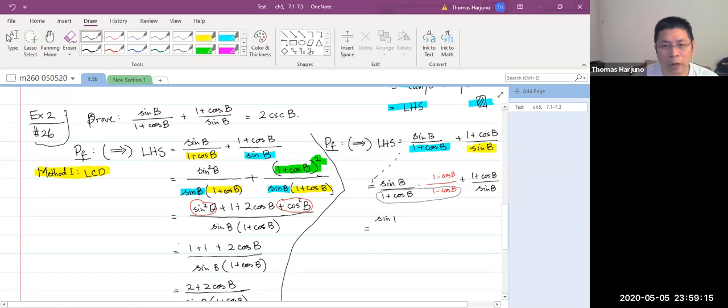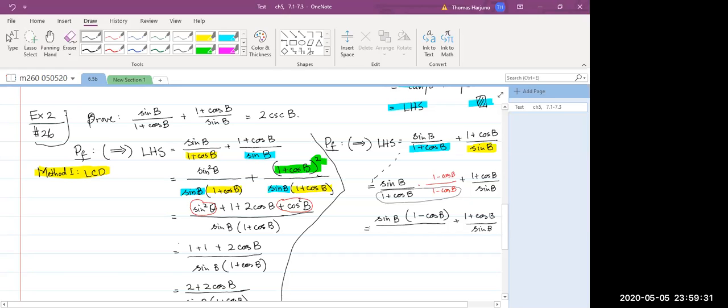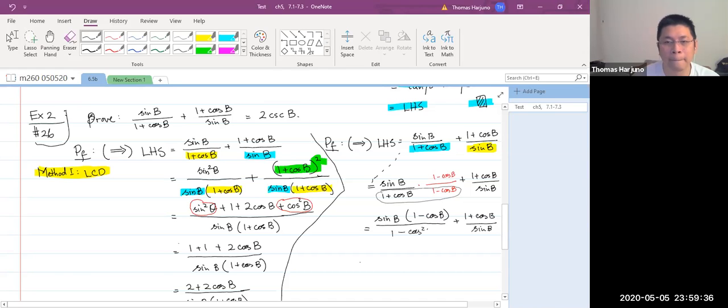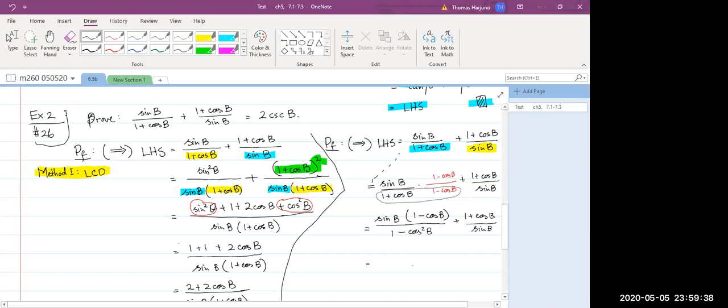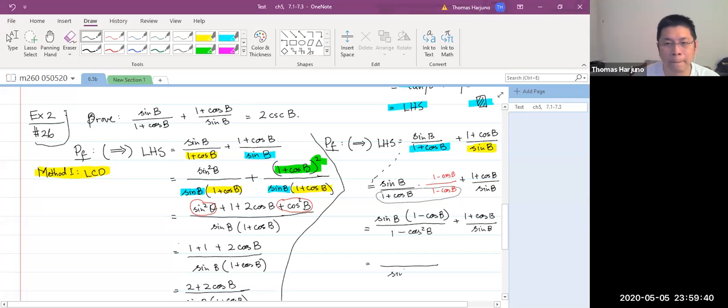So on the numerator, I get sine B times 1 minus cosine B. The denominator, I will get 1 minus cosine squared B, which we know to be sine squared B. And you see that one of the sine B will cancel, right?